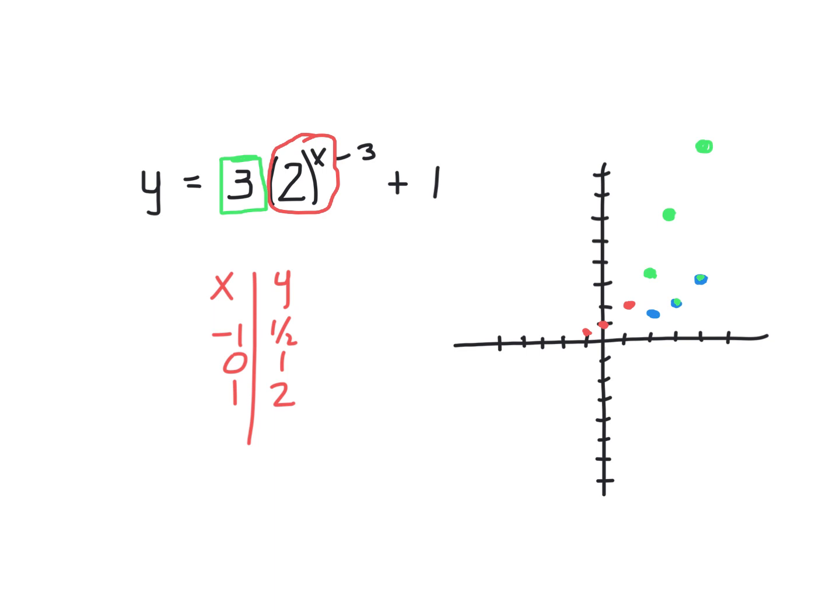All right, and then the general shape of this, again, it's moved up 1. I know it's going to get closer and closer to 1, and the shape of this graph would look like this. It's an exponential graph. The domain would still be all reals. Your range would be y is greater than 1.